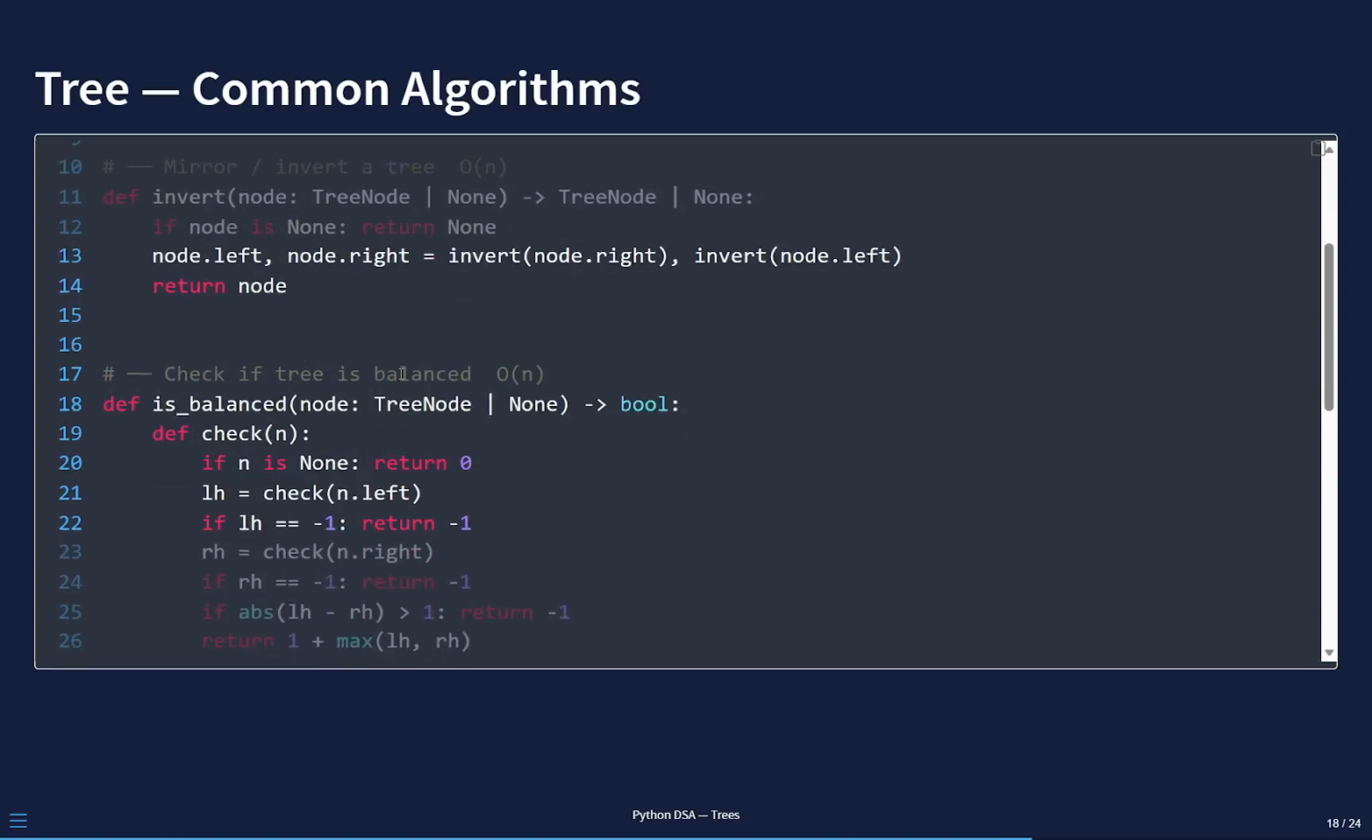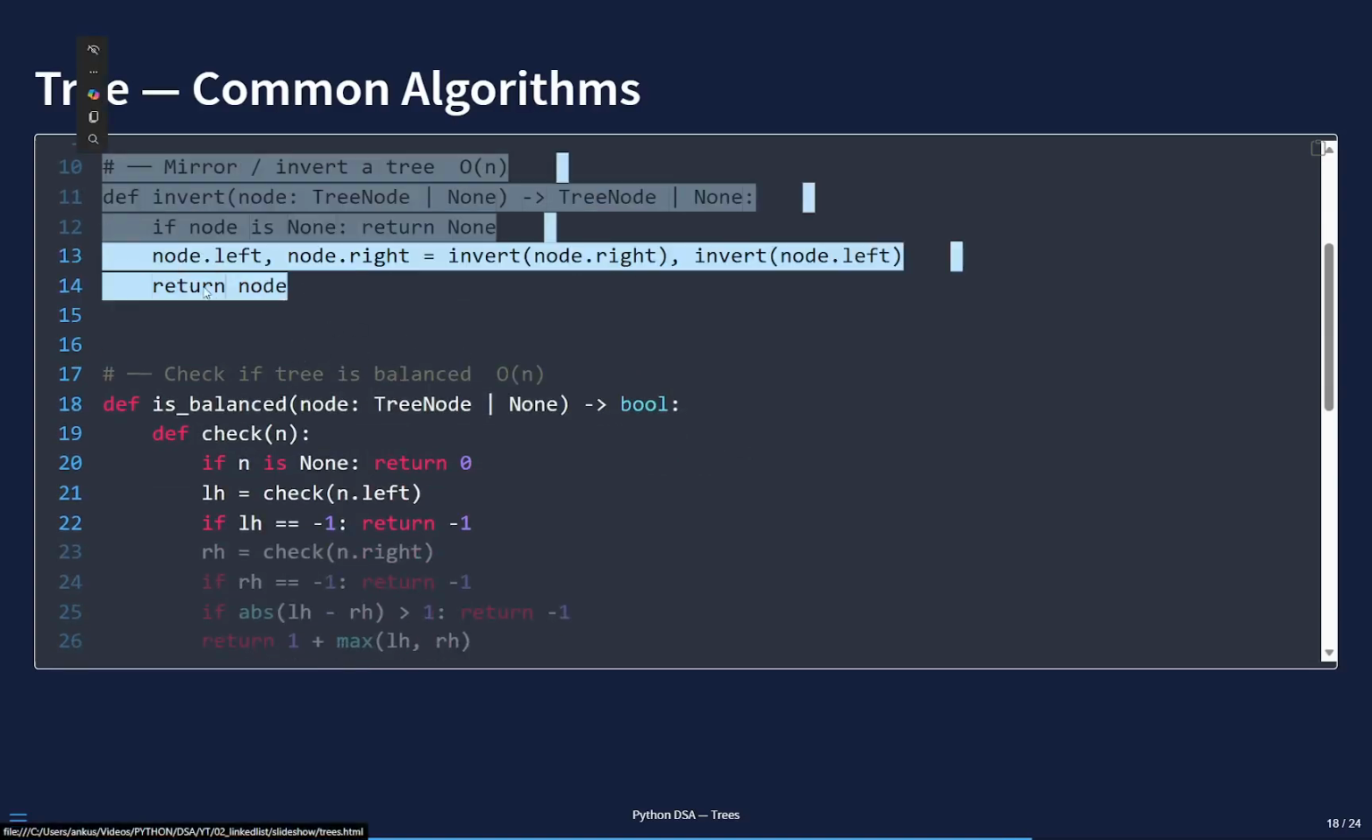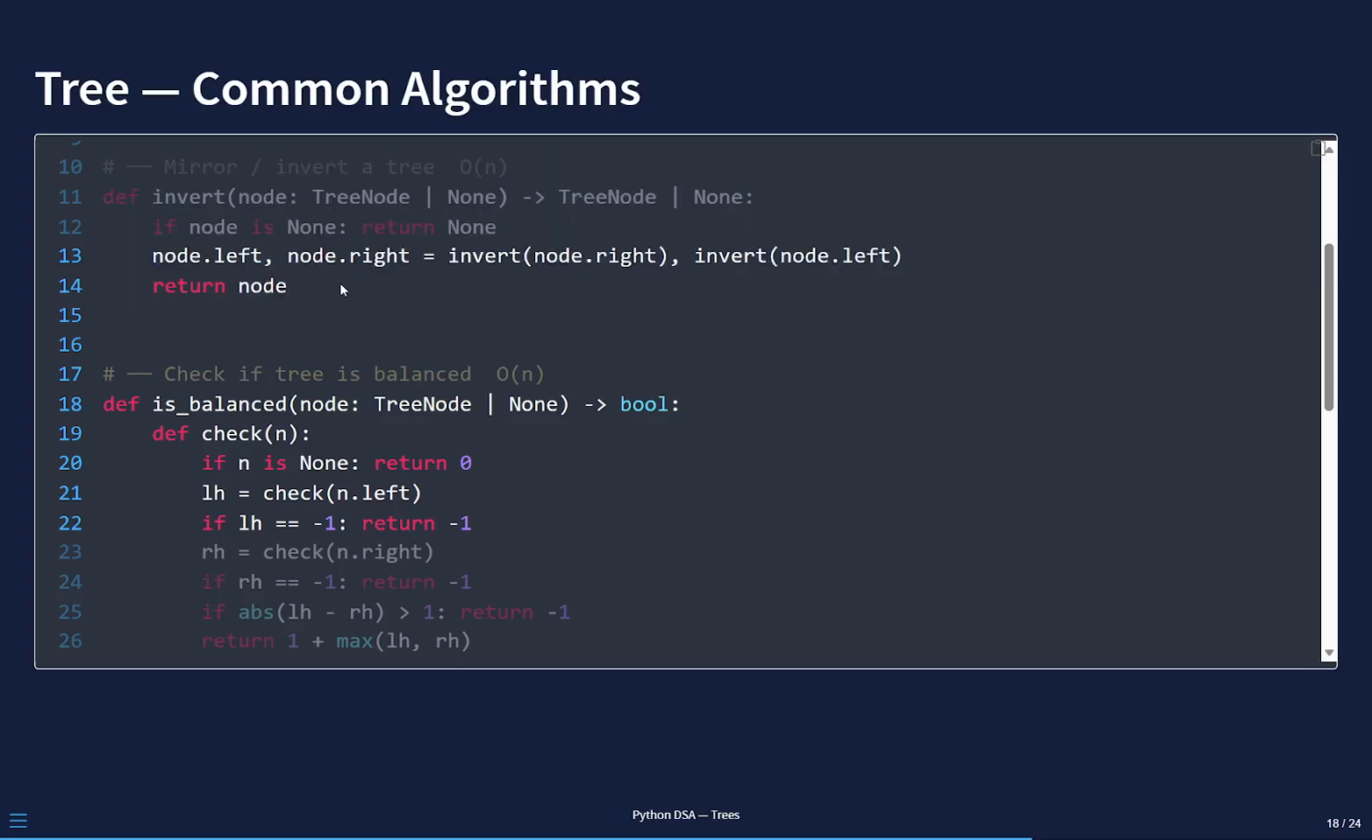Invert binary tree: mirror a tree. Swap left and right children at every node. The recursive one-liner does it elegantly. Swap the children, passing each side recursively before assigning. Post-order by nature, children are inverted before the swap.